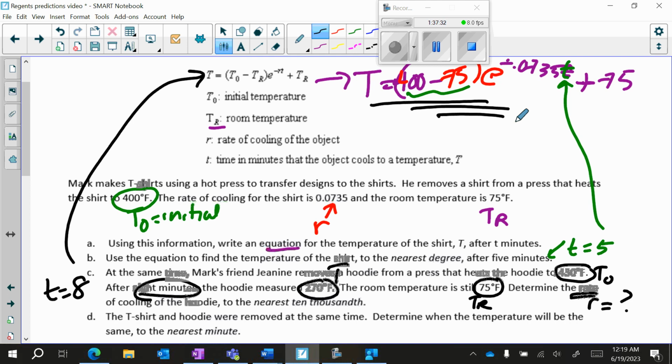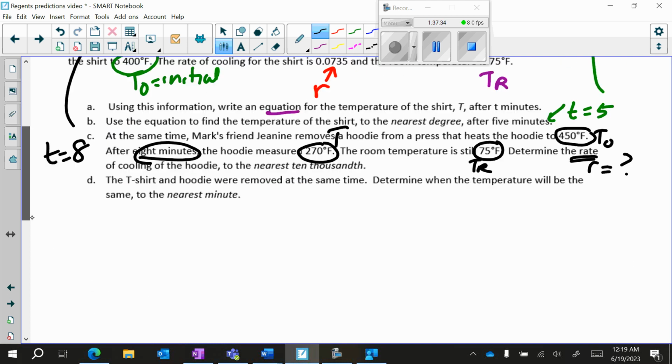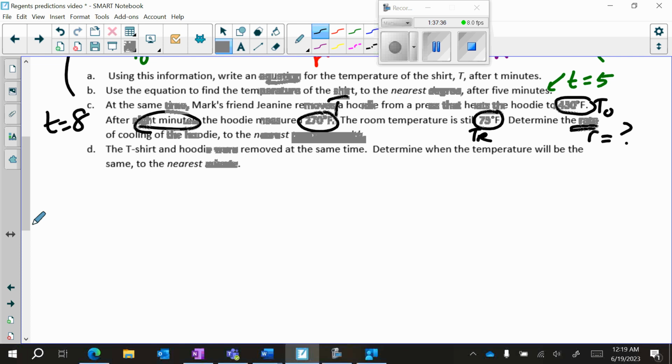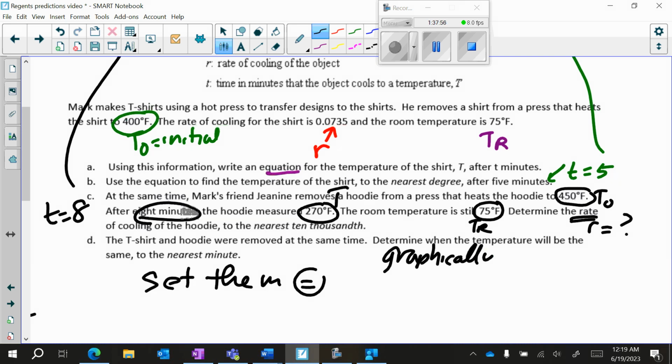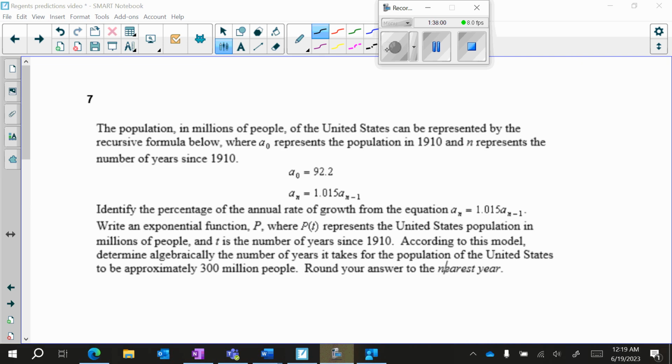So you're not going to use the same rate of cooling as Mark. And then lastly, the t-shirt and hoodie are removed at the same time, determine when they're going to be the same. So once you write your equation from part C in terms of Janine's information, then you're going to set them equal to each other. Okay. And then it doesn't say determine algebraically, so you could have done this graphically using y1, y2. And I recommend that with point of intersection.